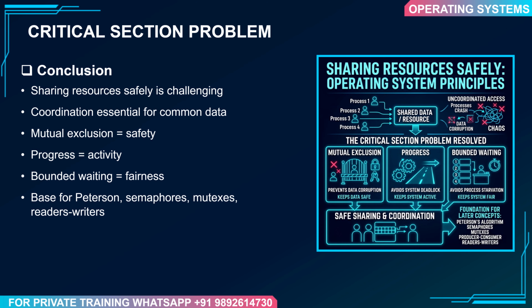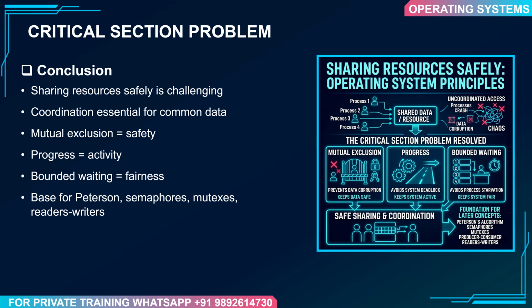In the end, the critical section problem teaches a powerful lesson. Sharing resources is easy, but sharing them safely is hard. Whenever multiple processes access common data, coordination becomes essential. Mutual exclusion keeps data safe, progress keeps the system active, and bounded waiting keeps it fair. These three principles form the foundation of synchronization techniques used throughout modern operating systems.